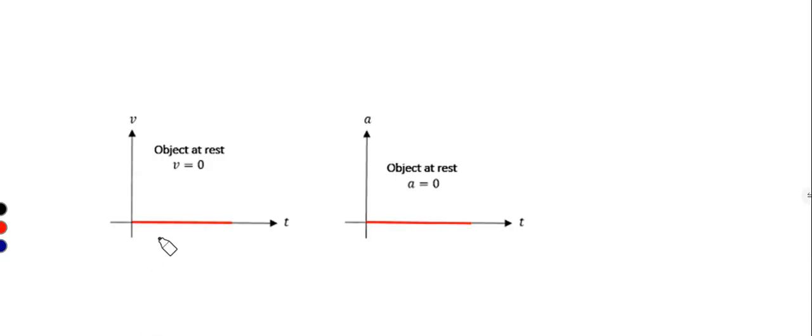In the first case, if you have a straight line and that straight line is passing along the time axis, you need to understand that our velocity in this case is 0. And if the velocity is 0, it means that the object is at rest. So if you have a speed-time graph and the line is along the time axis, then you need to say that the object is at rest.